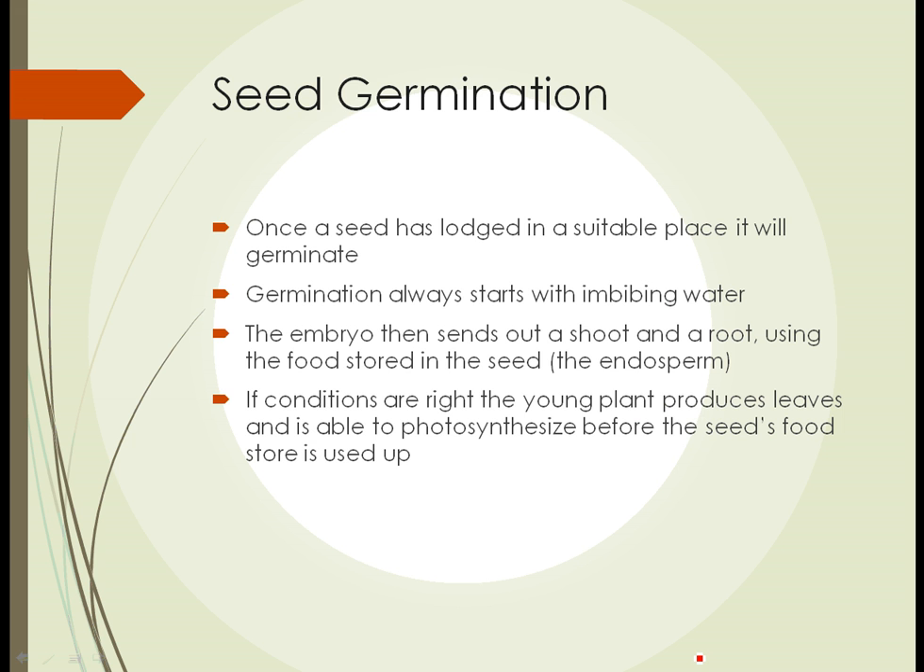The endosperm that's in the seed provides the food for the embryo to do this until it produces leaves or structures that are able to photosynthesize. And if conditions are right, it will produce those photosynthetic structures before they've used up all of the food store contained in the seed, and then you have a living plant on its own.